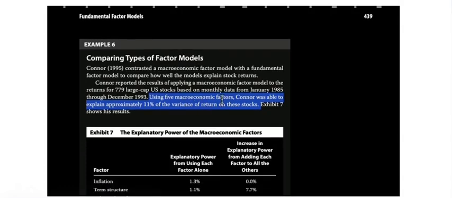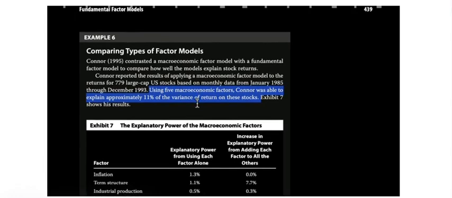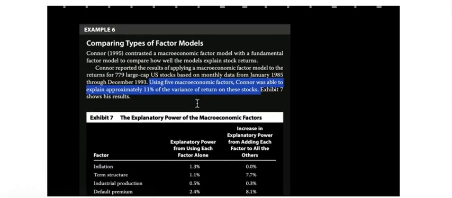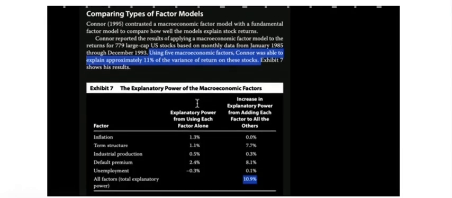Using 5 macroeconomic factors, Connor was able to explain approximately 11% of the variance of returns on these stocks. You may think 11% is low. In social science research, 11% is big. This is not physics, by the way. So we got 5 factors that explain 11% of the variance. Meanwhile, common sense and just thinking things through logically could probably get you 50% of the way there. So your brain is better than these models, I think.